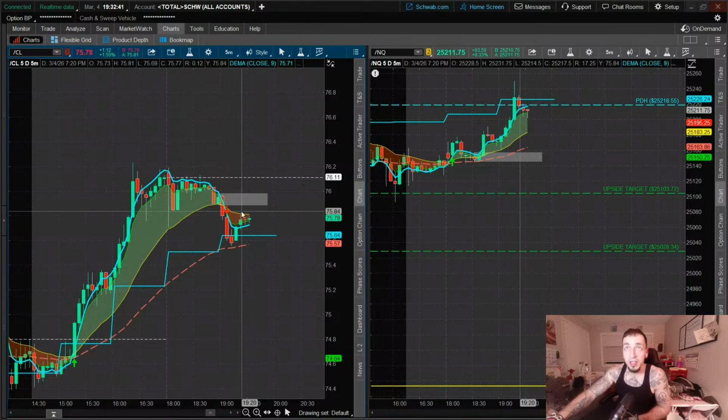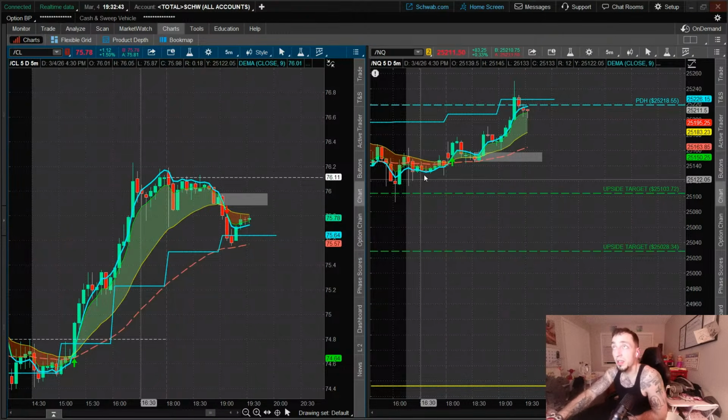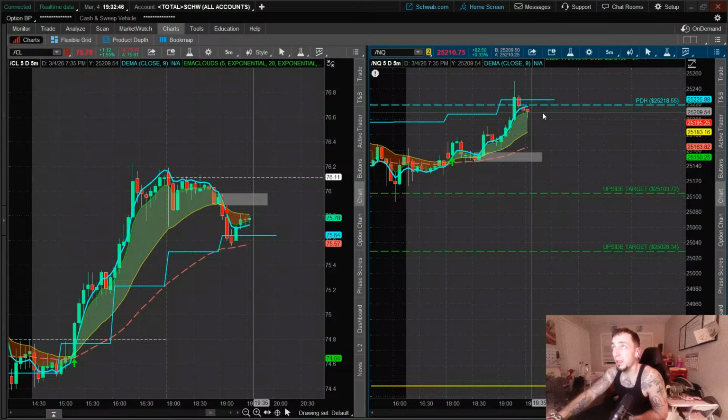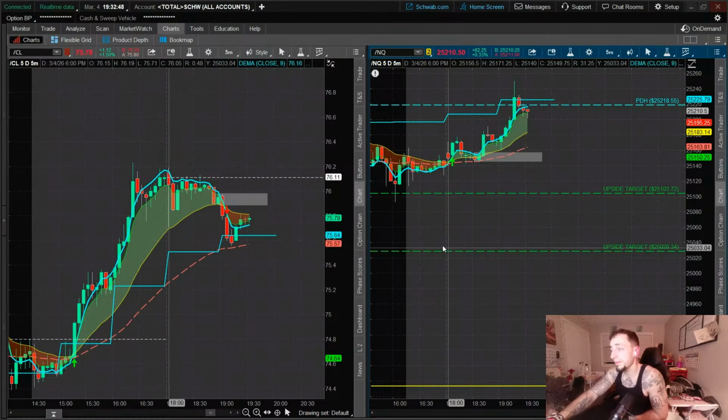Watching oil here, guys, at the 5-minute 20. NQ might have a potential short play coming up.